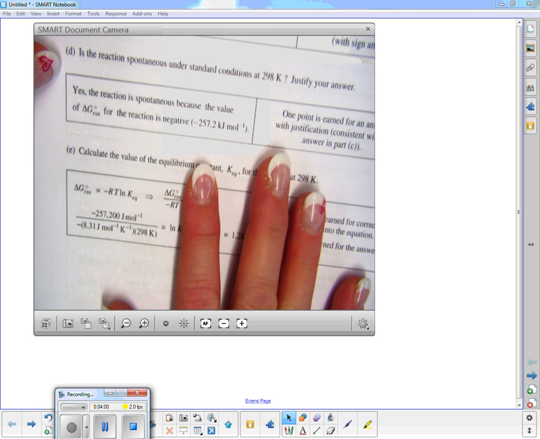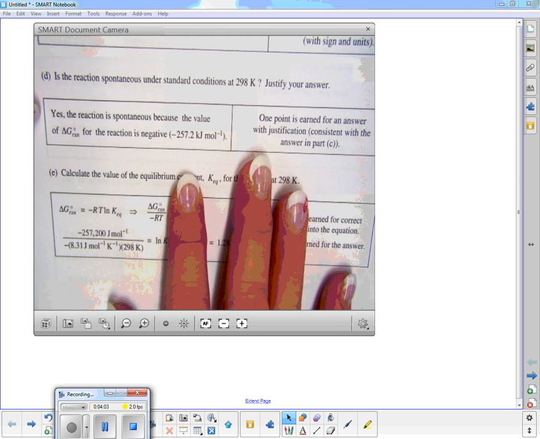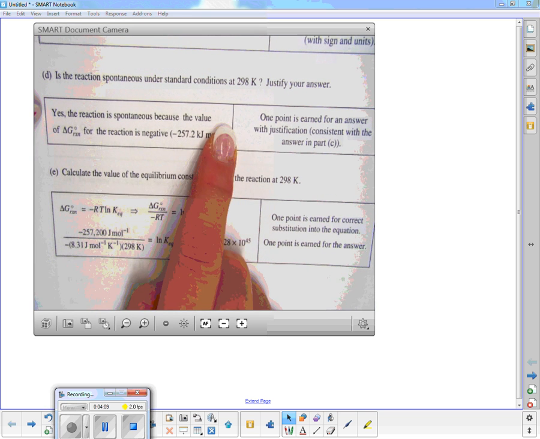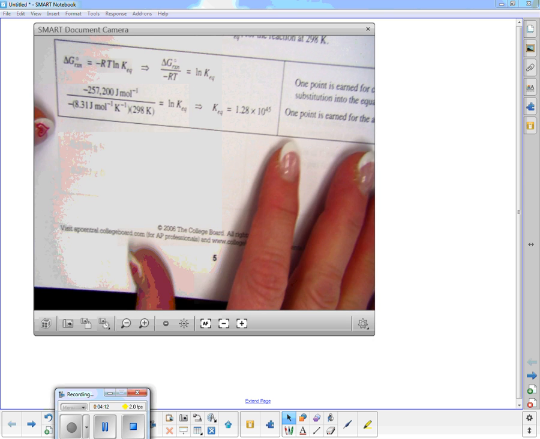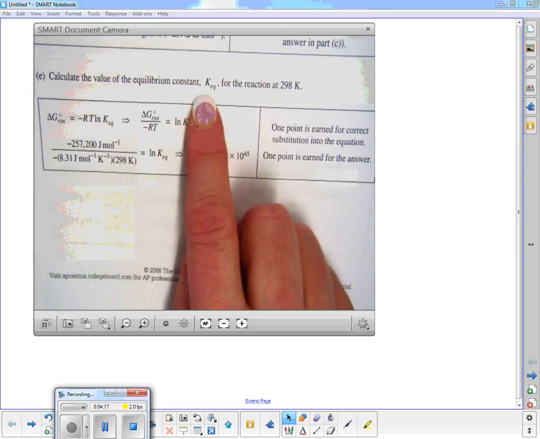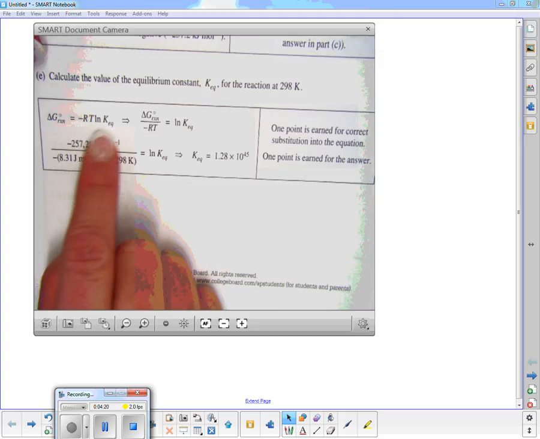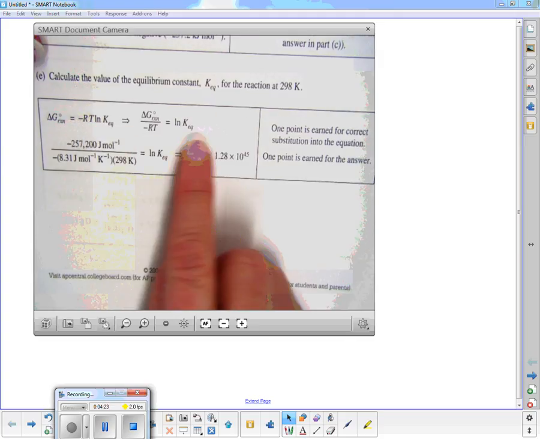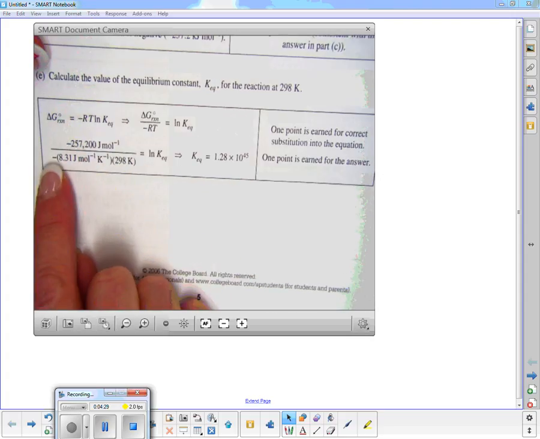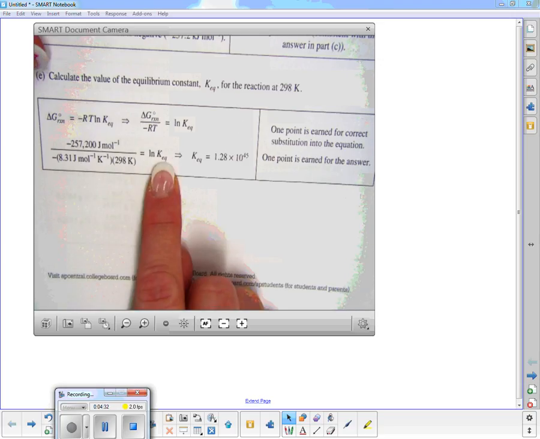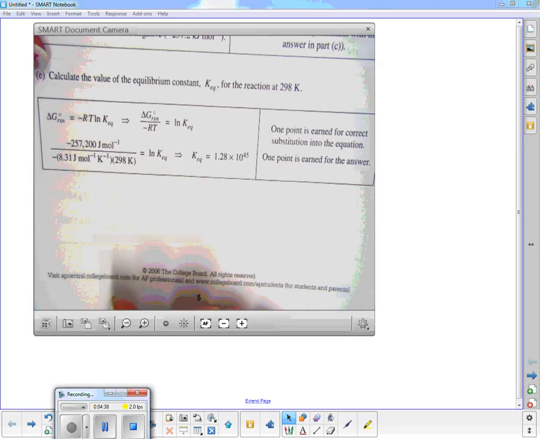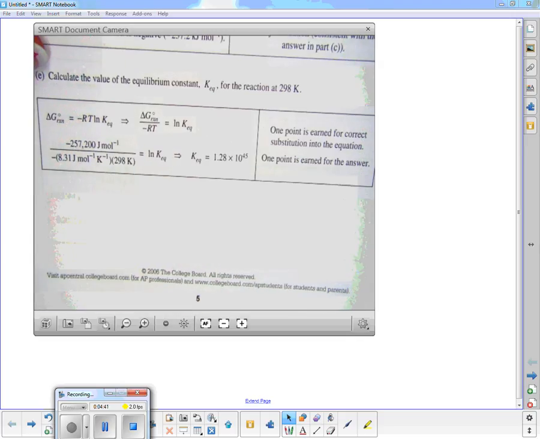Okay? So the next one, D, is the reaction spontaneous? Well, negative is, so yes, it is spontaneous because we've got a negative delta G. You get 1 point. You've got to say yes and why, though, not just yes. On E, it says calculate the value of K. So now we're going to use the delta G, the equation that ties in K here, and we're going to solve for K. So we're going to take delta G divided by minus RT on the bottom, that'll equal ln of K. So once I've got that answer, then to get to K, I'm going to do base e of both sides. So I'll go e to whatever this is, and that'll give me K.